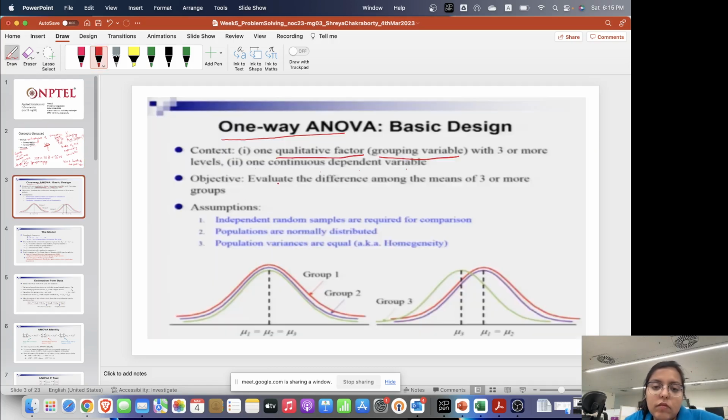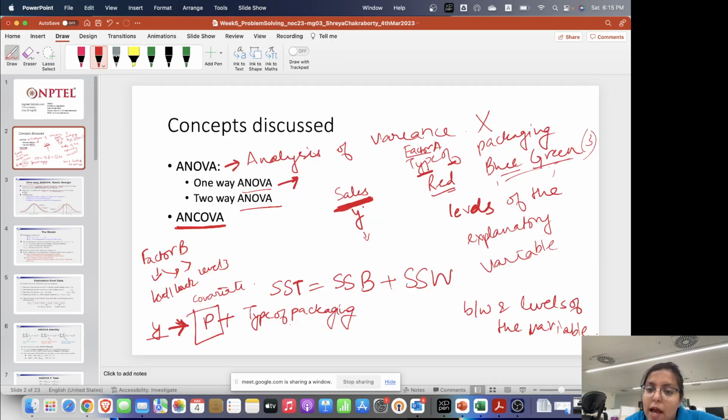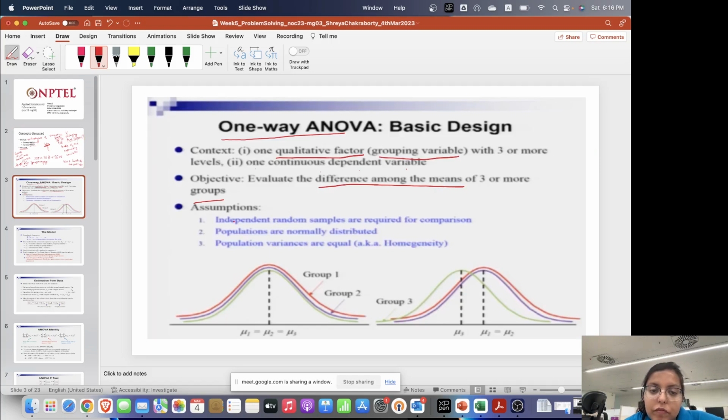Here the objective is to evaluate the difference among the means of 3 or more groups. The hypothesis for this example would be: is there any differential effect of the type of packaging on the sales figures that we have? If not, then well and good, and if there's an effect, then what? That question we are going to explore further.